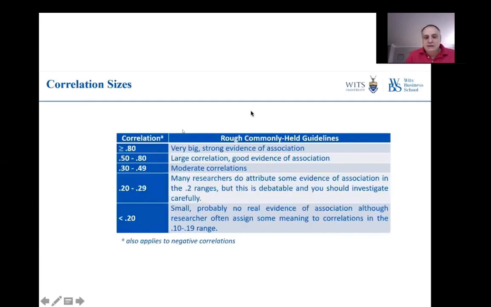Your correlation sizes, here's a guideline. Generally, if we have a correlation of less than 0.2, then it doesn't show a correlation. If we had something between 0.2 and 0.29, generally we'd look at this and say, that doesn't look great, that doesn't look like it's correlated. But from a correlation point of view, yes, it does. There's an attribute of some association between the two, some correlation. 0.3 to 0.49, moderate. 0.5 to 0.8, there's a large correlation, and anything bigger than 0.8 is massive.